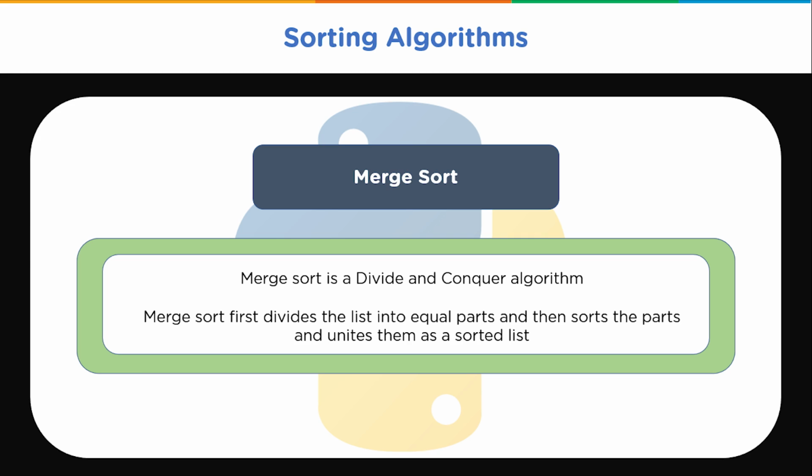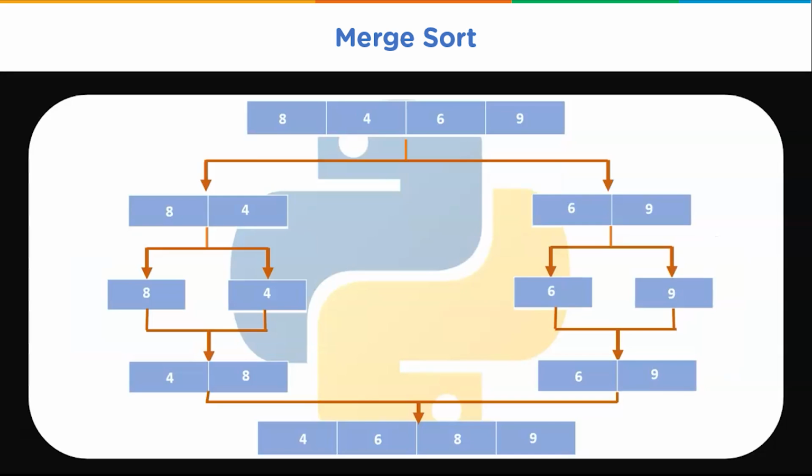So we will discuss this with an example over here. Now for an example, we have our list with unsorted numbers 8, 4, 6 and 9. Now as there is an even number of items in this list, they will get distributed into two equal halves. In the left half you have 8 and 4, and in the right half you have 6 and 9. Now again recursively you will split each half till you have single elements. So now 8 and 4 get split into individual elements 8, 4 and 6 and 9 into 6 and 9.